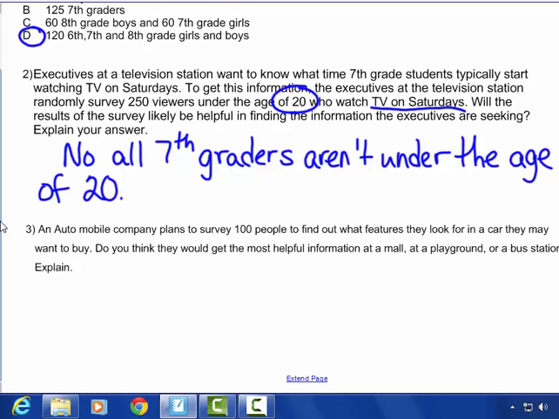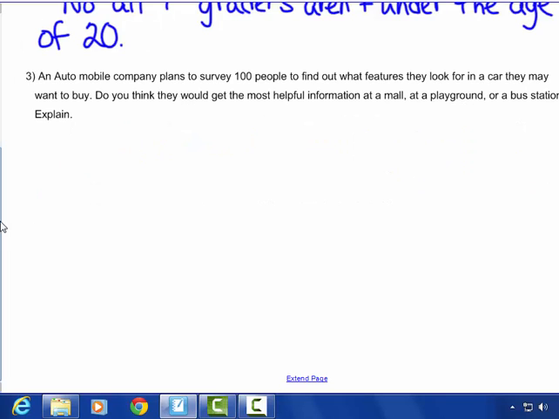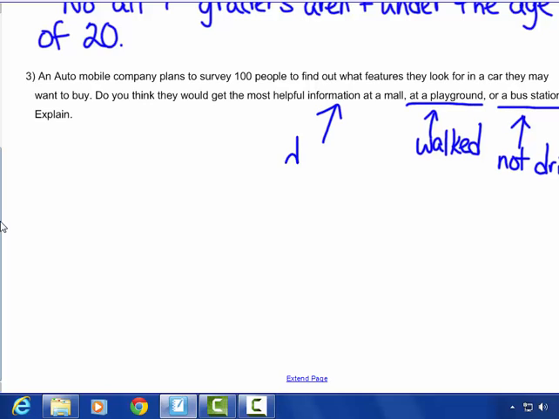An automobile company plans to survey 100 people to find out what features they look for in a car that they may want to buy. Do you think they would get the most helpful information at a mall, at a playground, or a bus station? Well, if you're at a playground, maybe you walked there. You could have walked to the playground. A lot of them are neighborhood ones. If you're at a bus station, more than likely you're not driving. So to get to the mall, most people probably drive to the mall.